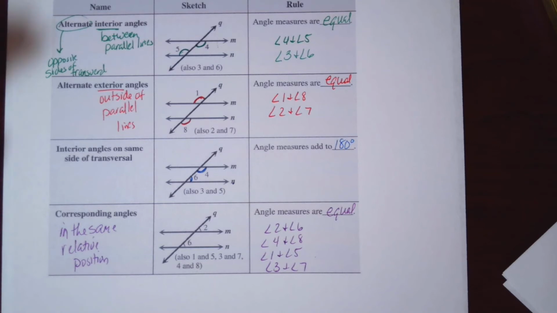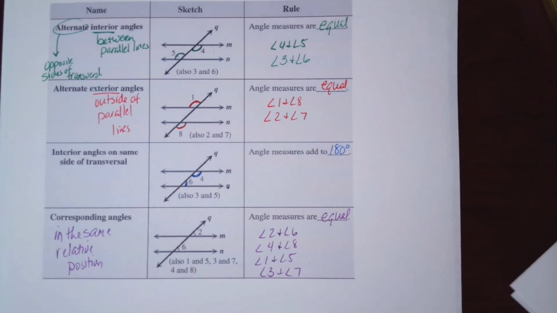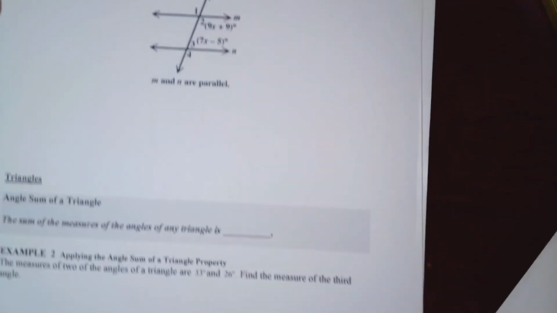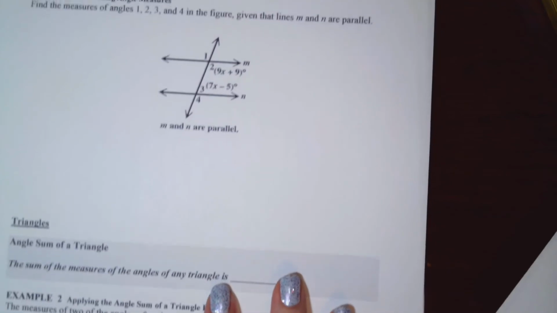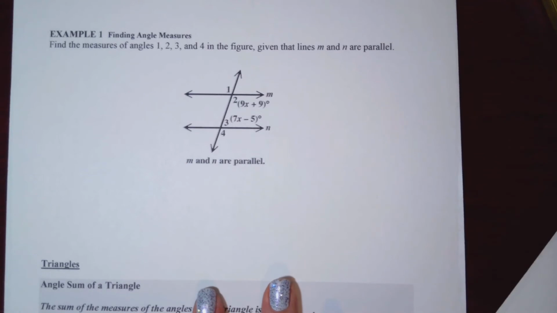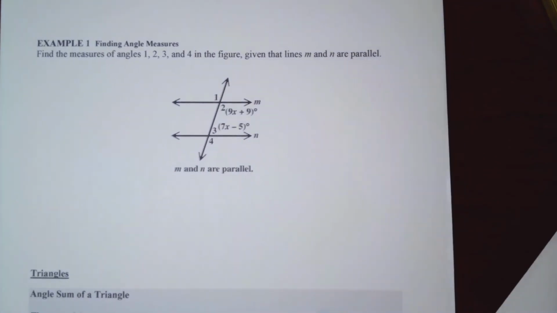Alright, hopefully this is mostly review for you, or it will be simple enough to pick up as we go on and use it moving forward. Finding angle measures: you've got to know how they relate to each other positionally to help figure out what the missing measures would be.